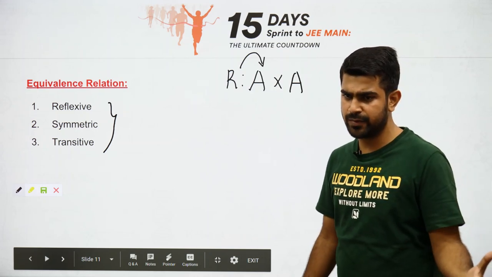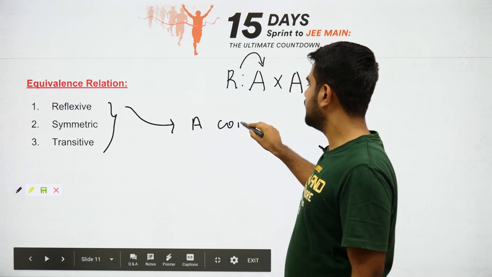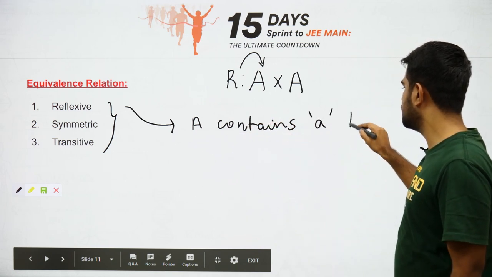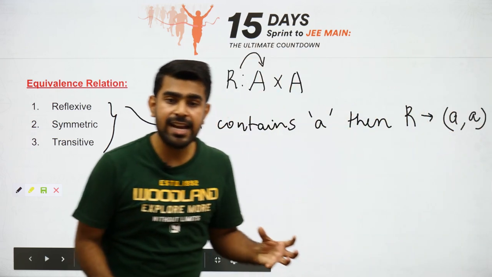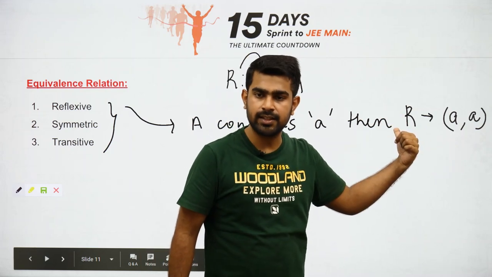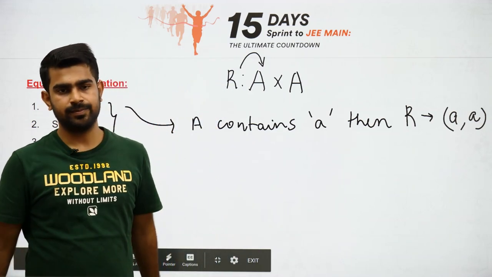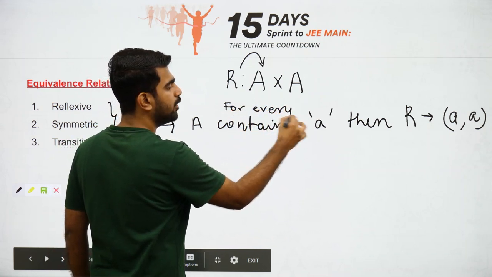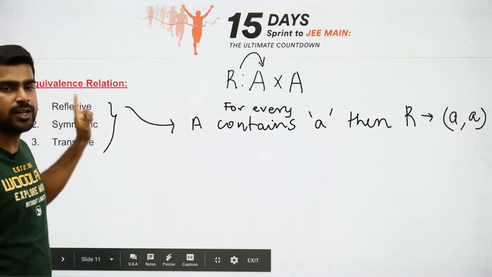Okay, a quick recap so that all of you benefit from this. Now, when do I say it is reflexive? When my A contains an element small a, then my relation should contain a comma a, as simple as that. So for every element small a in my capital A, there should be a comma a in my relation. If it is there, it is reflexive. If not, it is not going to be a reflexive relation. Okay, guys. So as simple as that. But note that for every small a belonging to capital A, a comma a should be present in my relation. Only then it is going to be reflexive.